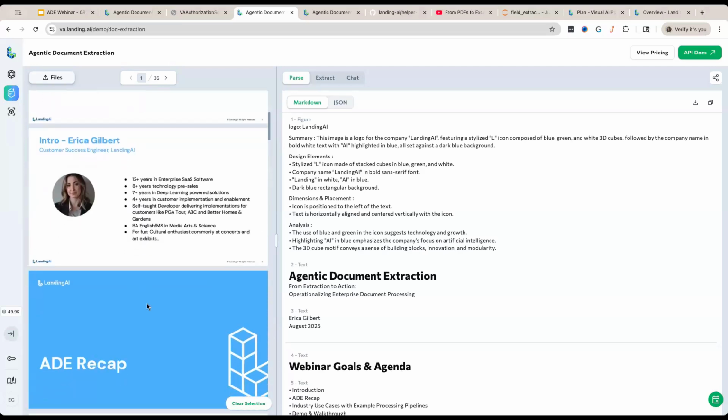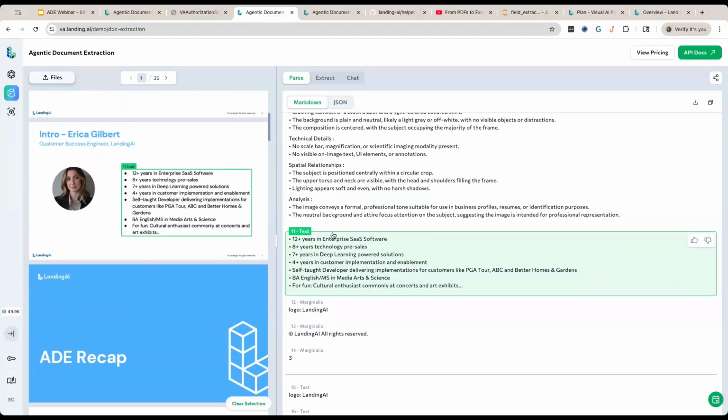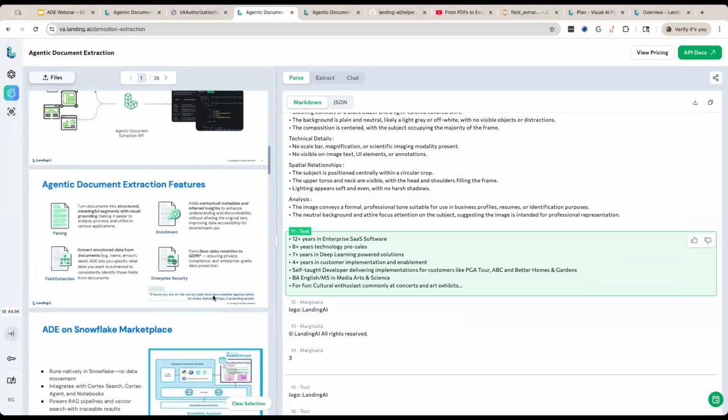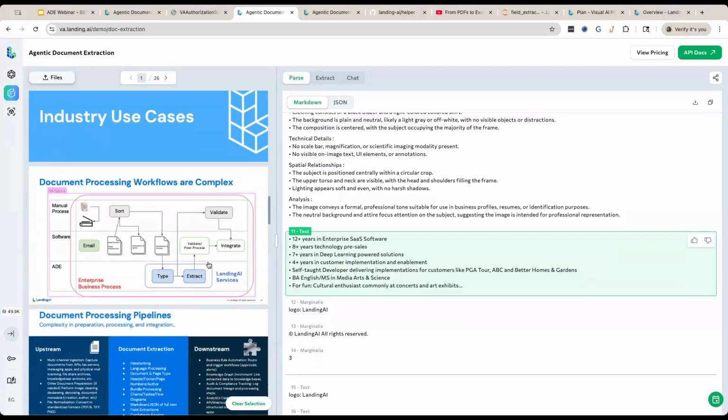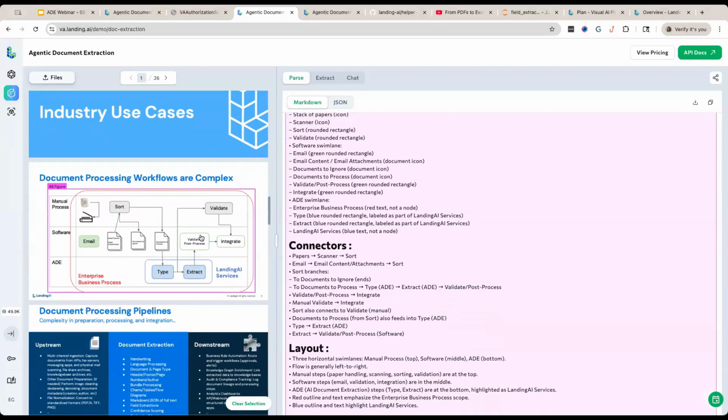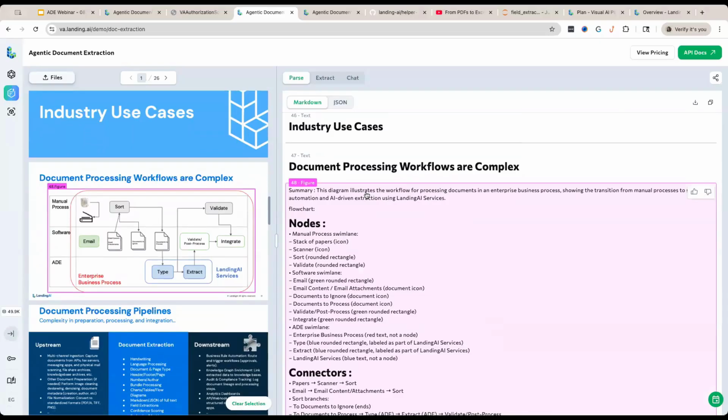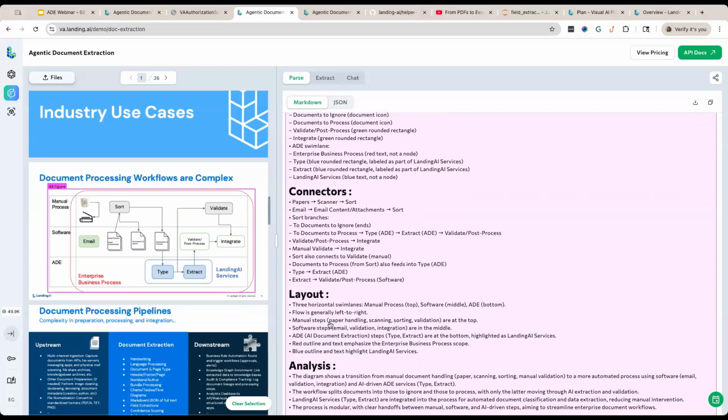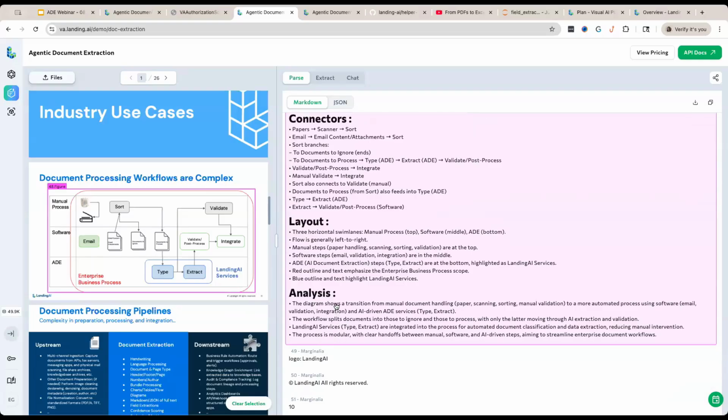So of course it processes the key pieces of text and information very well. And you see, obviously, it's hopping to where in the presentation that was selected. But it also is able to analyze and understand different workflow diagrams. So it does describe here that this is a full workflow for an enterprise business process and shows the different nodes and connectors, layout, and analysis. So a very rich way to then have this data available downstream, potentially for use in a chat.